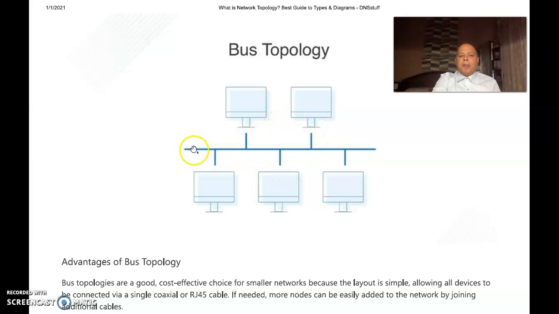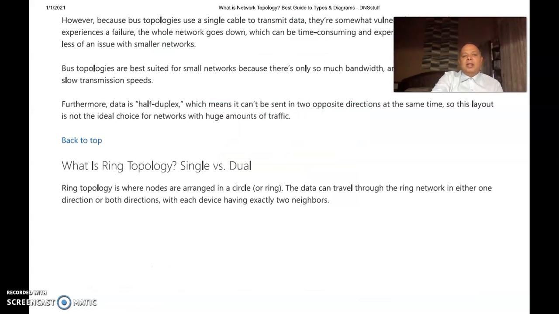But in the bus topology, that issue doesn't exist, and all the devices can be connected via a single coaxial or RJ45 cable. You will see that typically in a bus topology, they use a single coaxial cable or RJ45 cable. We will come to this very soon, what kind of cables and what kind of connectors. More nodes can be added to the network just by joining additional cables. Of course, it will be more cabling, but that can be done very easily.